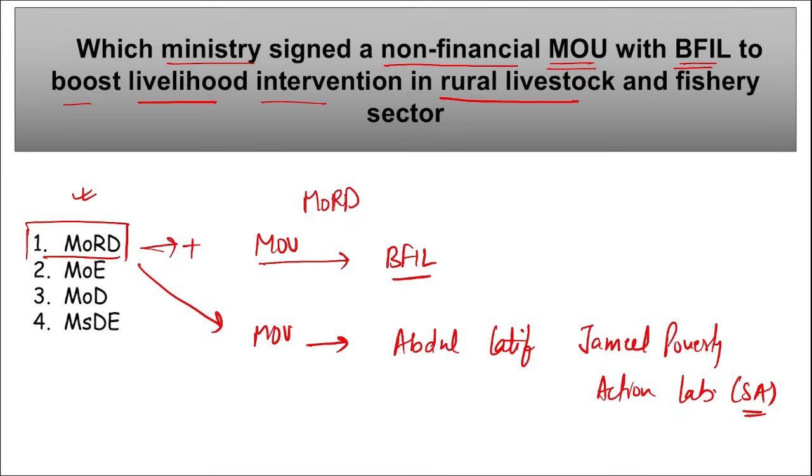I repeat, one was with BFIL, that is Bharat Financial Inclusion Limited. It was to enhance the livelihood intervention of Deen Dayal Antyodaya Yojana National Rural Livelihood Mission. And the second MOU was with Abdul Latif Jameel Poverty Action Lab, that is in South Asia. This is an institute based for financial management and research, and it was to expand the Samaveshi Ajivika program across India. So these are the two MOUs.